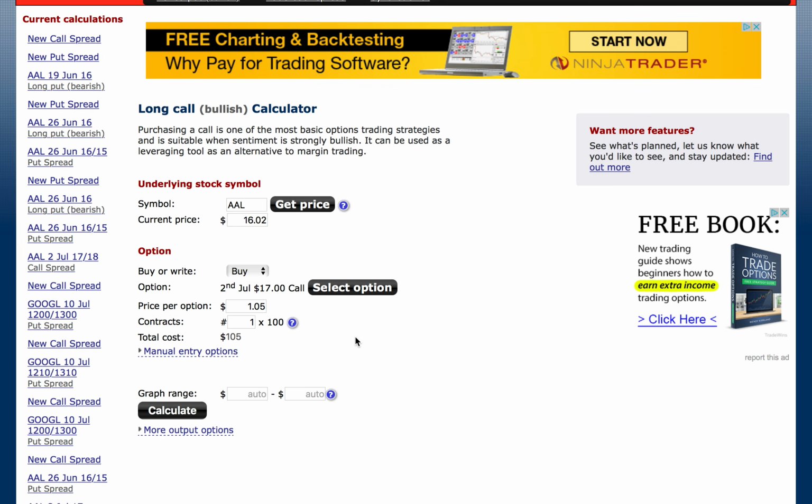So that means for each share, and there's 100 shares in this contract, we're going to pay $1.05. So we're going to end up paying $105. And that's actually going to end up being the most amount of money you can lose, right, is that $105.